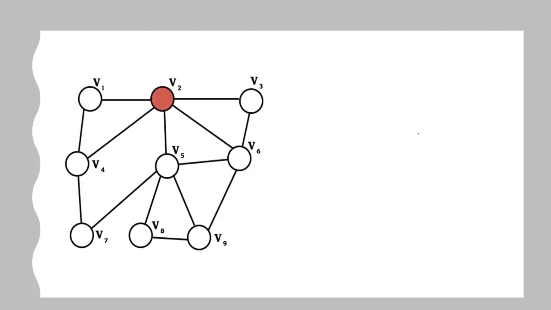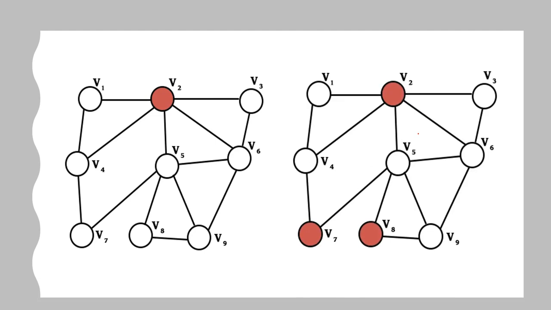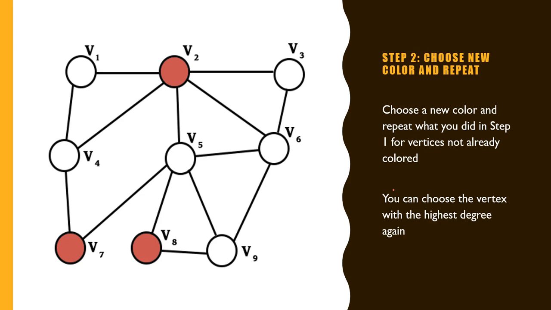So I chose vertex 2, colored it red, and then I was able to color vertex 7 and vertex 8 red. This is because they are non-adjacent to vertex 2. There is no edge connecting vertex 8 to vertex 2. You might be wondering, why didn't I color vertex 9 since it's non-adjacent to vertex 2? Well, that's quite simple. If I colored it red, then it would now be adjacent to vertex 8, which is a red vertex. So moving on, we go to the second step, which is again repeating this and choosing the vertex with the highest degree again.